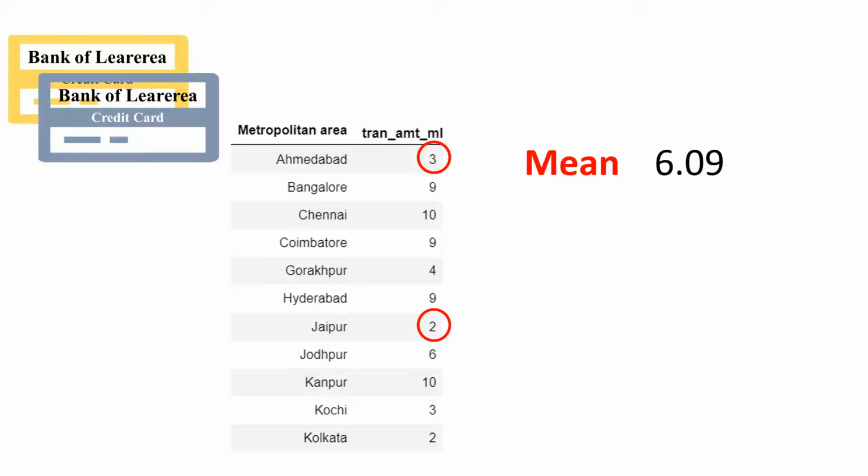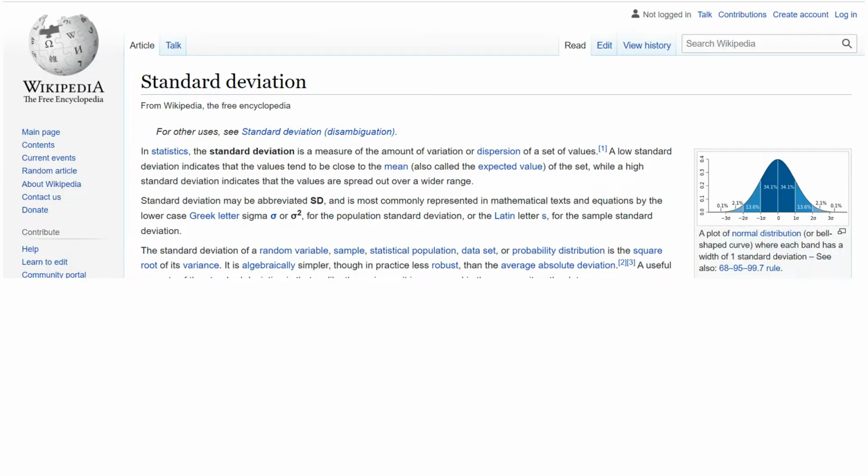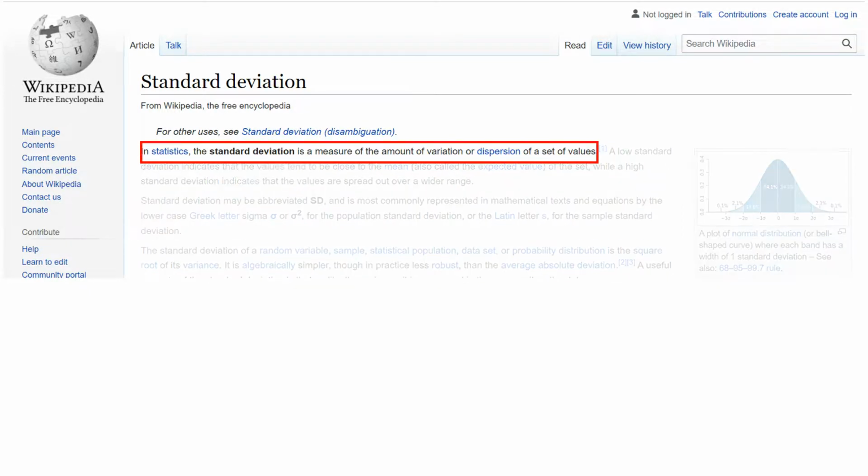So now, though you have summarized the data using mean, you think, is there a way that you could measure this variability or this spread of the data, this difference from the mean? Is there a way that you can measure how each of the data points is different from the mean? And that's where you get the standard deviation. As per Wikipedia, the standard deviation is a measure of the amount of variation or dispersion of a set of values.